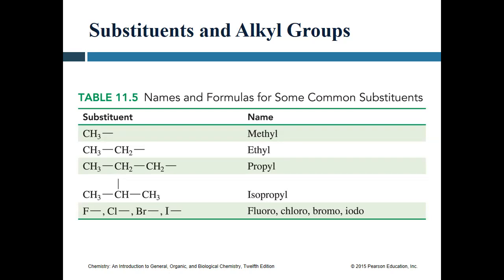Isopropyl, that one's a little bit strange. What you have basically there is a Y-shaped branch. So instead of the propyl group attaching to the end carbon, it's attaching in the middle carbon instead. So kind of looks like a fork in the road.